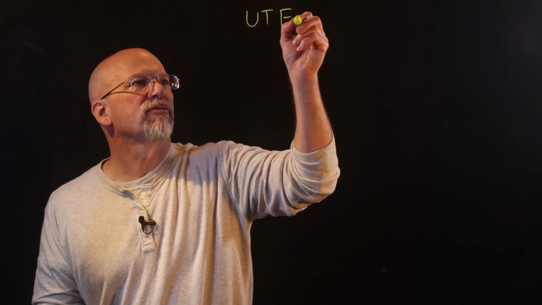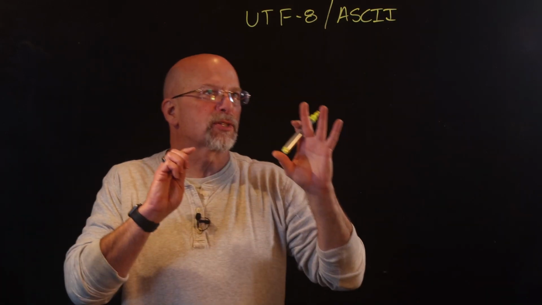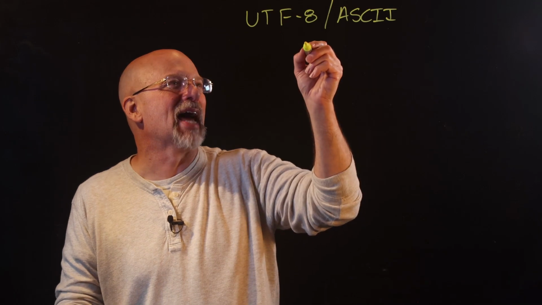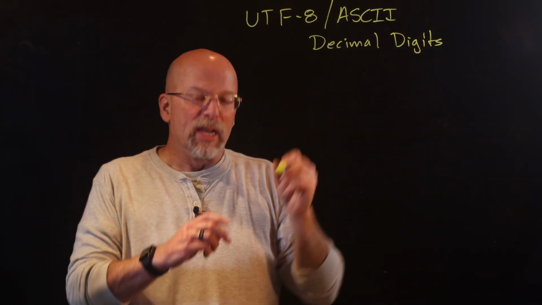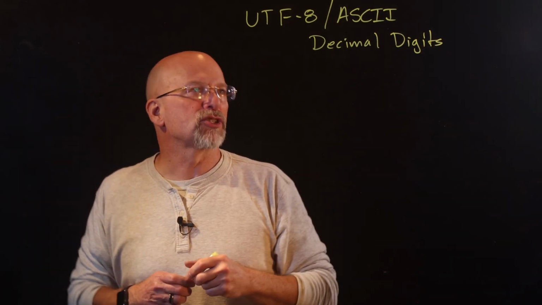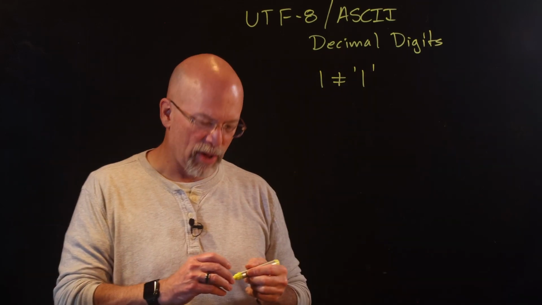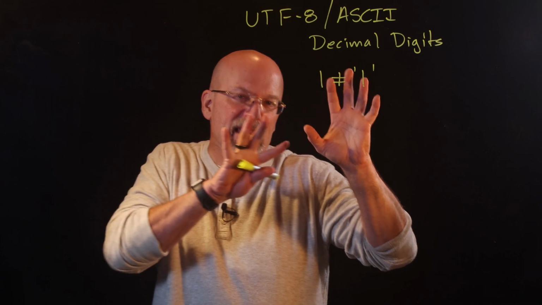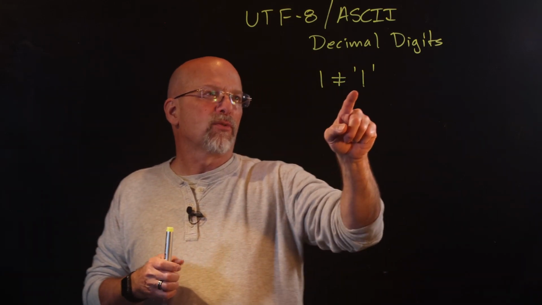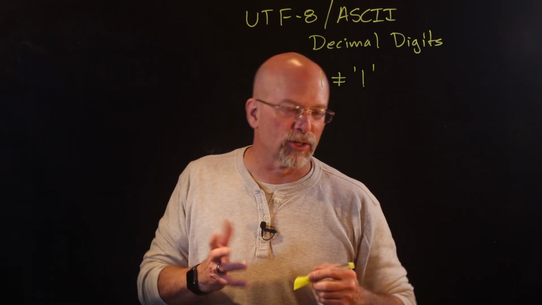Let's do another example. I'm going to talk about something called UTF-8, a portion of which is the same as ASCII, but what specifically we're looking at is decimal digits. Now, when it comes to representing characters on the screen, understand that the number 1 is not equal to the character 1. Those are two different things. This is a value, an integer. This is a pattern of 1s and 0s, a binary pattern of 1s and 0s that represents the character 1 that's going to be displayed to the screen. So this is a value, this is a character, two different things.